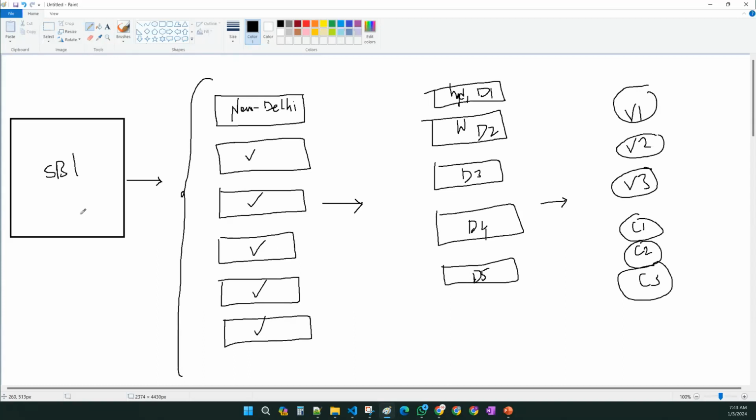The main branch will be in New Delhi or somewhere. The main branch of SBI will be in New Delhi, but all other things are managed by each and every state, district, city and village. Okay, so this is how.